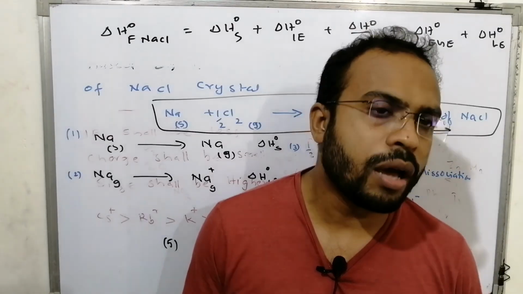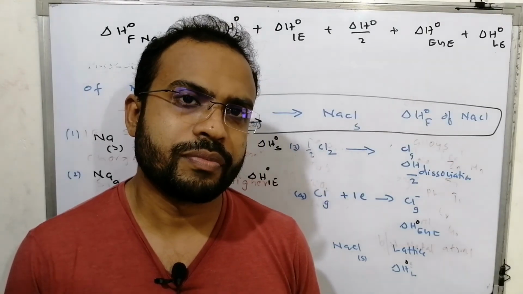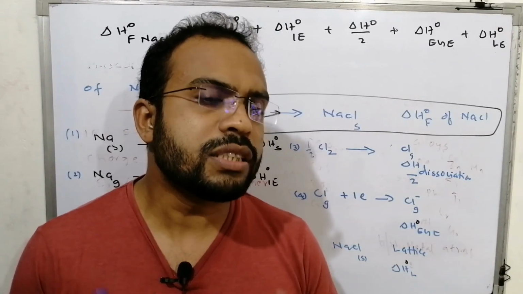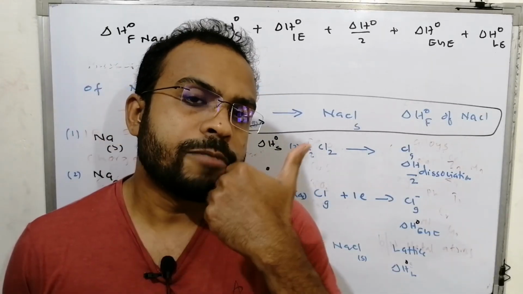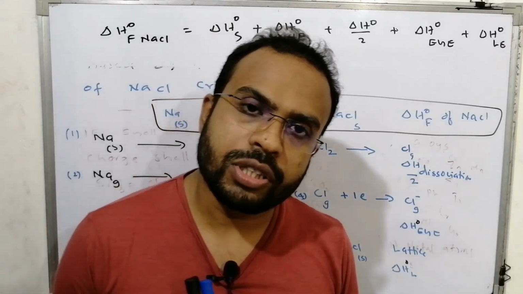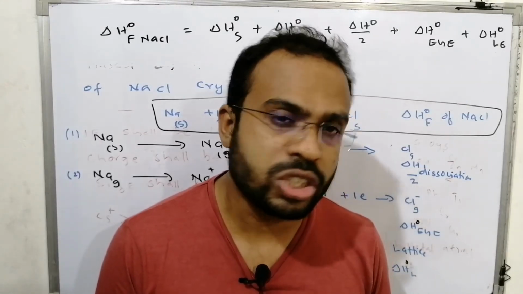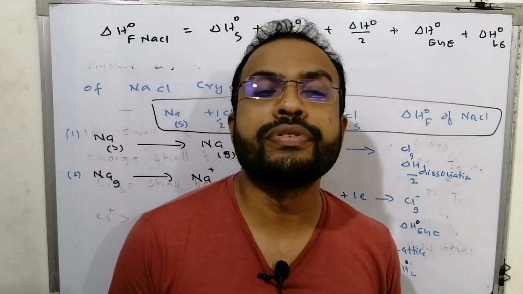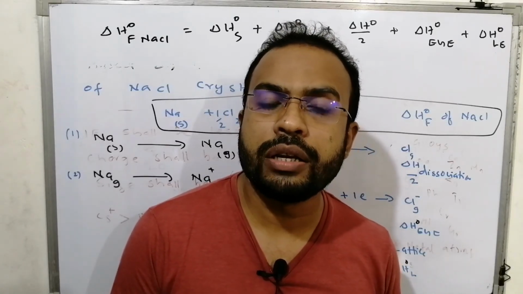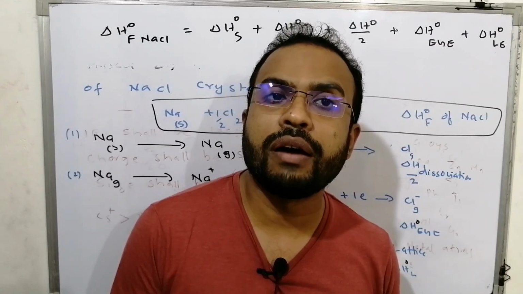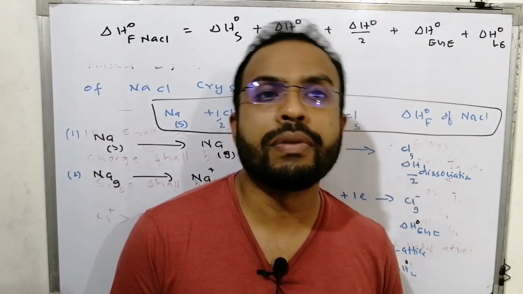Therefore, Born-Haber cycle is used to determine the lattice energy. The enthalpy of formation of a crystal is equal to the enthalpy of sublimation of that solid, plus ionization energy of that solid, plus half of the dissociation energy of the non-metal, plus the electron gain enthalpy of the non-metal, plus lattice energy.